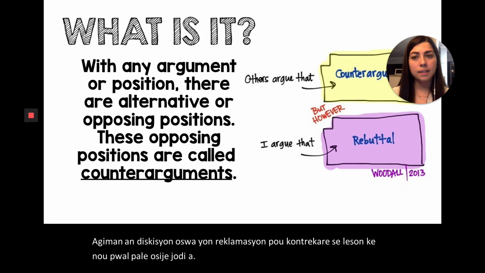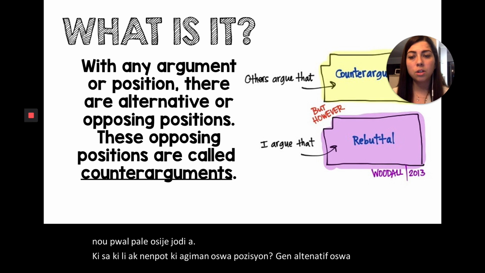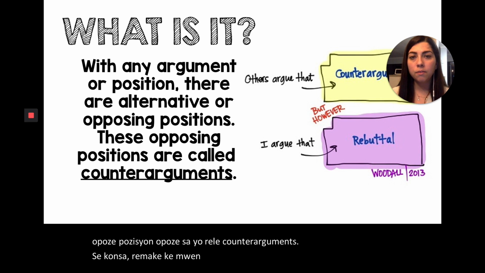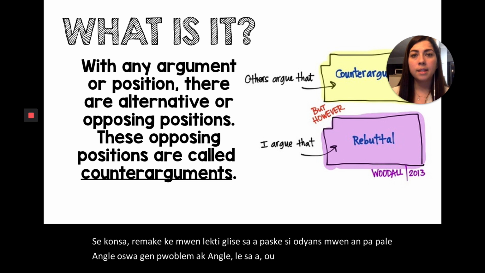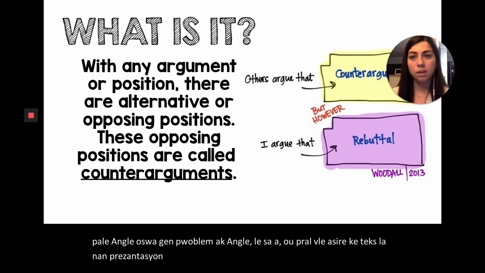So what is it? With any argument or position, there are alternative or opposing positions. These opposing positions are called counter-arguments. So notice that I'm reading the slide because if my audience does not speak English or has trouble with English, then you're going to want to make sure that the text in the presentation is also translated into their language.